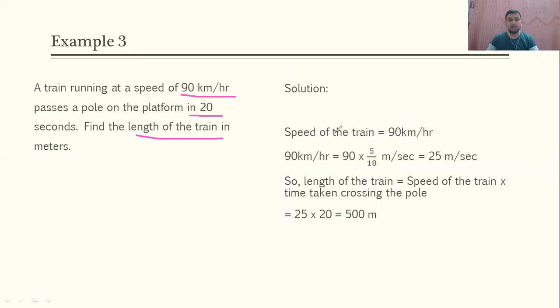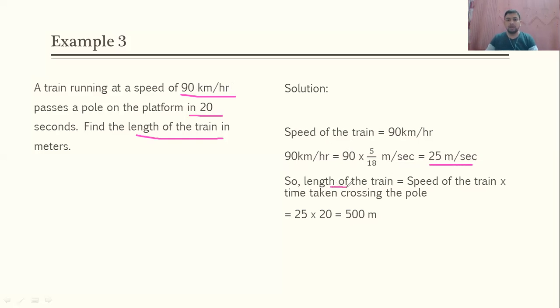So speed of the train is how much? 90 km per hour. Okay, so see here, time is given in what? Seconds. So you have to convert this kilometer per hour into meters per second. So 90 kilometer per hour is equal to 90 into 5 by 18 meter per second. So it will be how much? 25 meters per second. Okay, 18 into 5 is 90. So 5 into 5, it will be 25 meters per second.